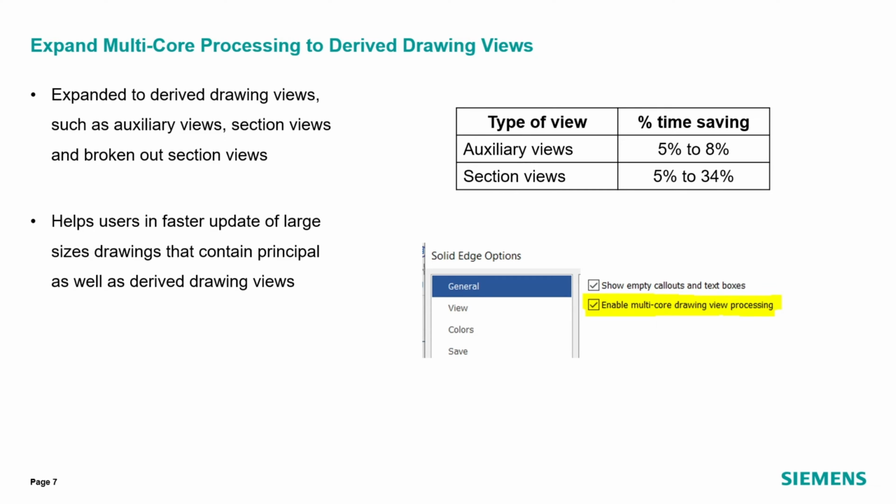Now with the newer version of Solid Edge, you can expand the multi-core processing to get the derived drawing view results. So in the Solid Edge options, we have this new option that says enable multi-core drawing view processing, that helps the users to update the large size drawings that contain principal views as well as the derived drawing views faster. And so some of the stats, as you can see in the first screenshot attached here, with the auxiliary views, the percentage time savings have been increased from 5 to 8, and with the section views, it's been a drastic improvement from 5% to 34%.